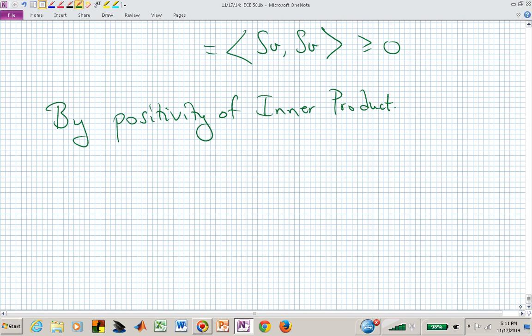Now I've shown that starting with statement E, where T is factored into S dagger S, T is in fact positive, or E implies A, and now I've gone full circle, or I've actually caught my tail.